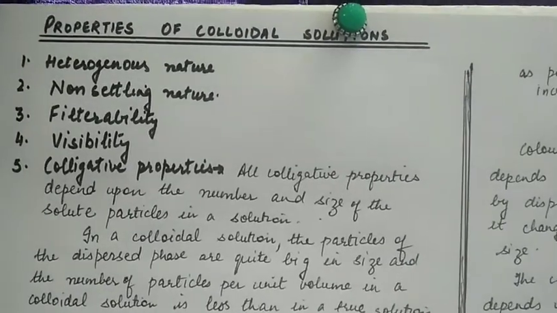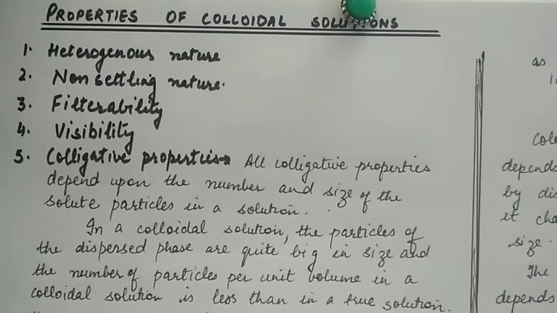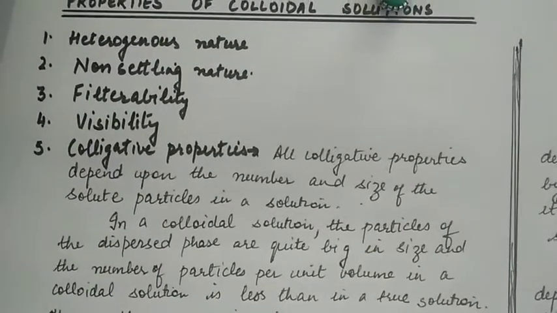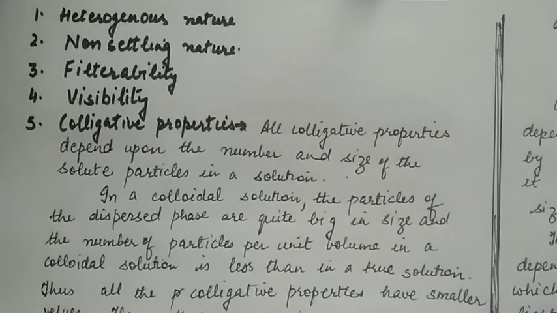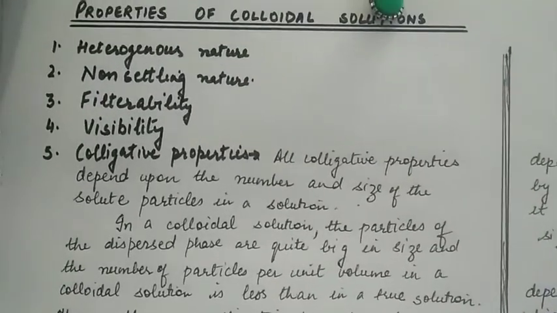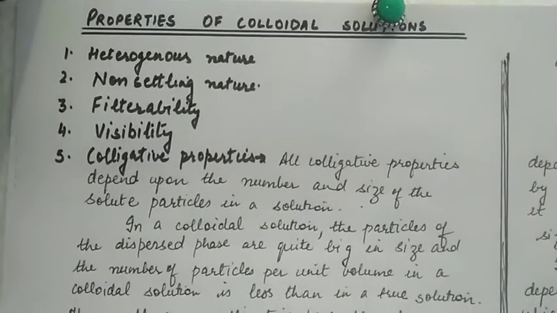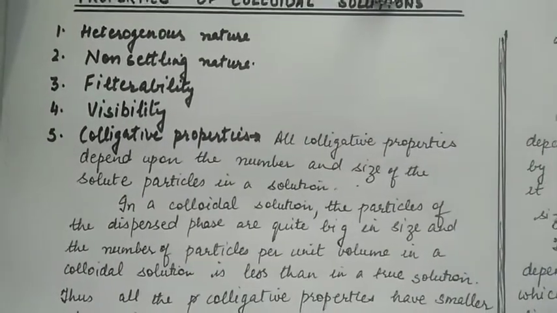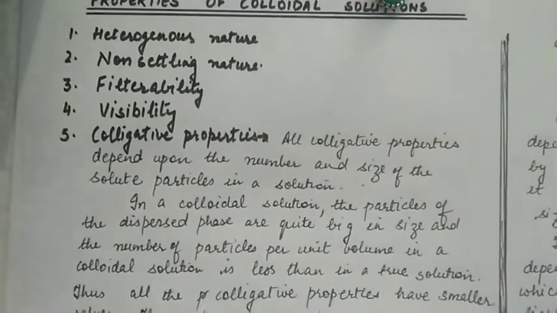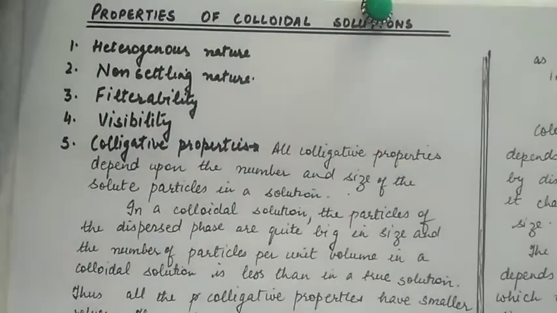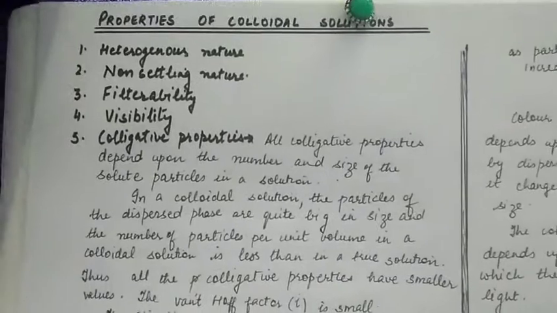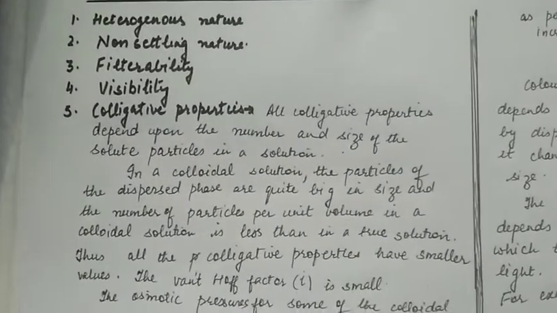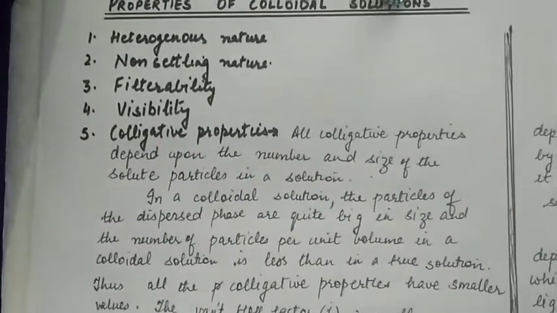The topic we take today is properties of colloidal solution and theories for the origin of charge. So properties, first is heterogeneous nature. Colloidal solutions are heterogeneous in nature, though they appear to be homogeneous, but when we view under the ultra microscope we find that they consist of different phases, the dispersed phase and the dispersion medium.